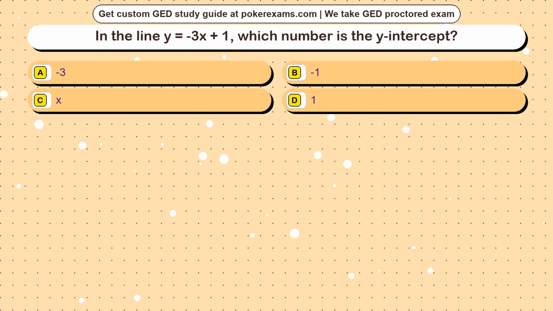Question 3. In the line y equals -3x plus 1, which number is the y-intercept? Option A: -3. Option B: -1. Option C: x. Option D: 1.